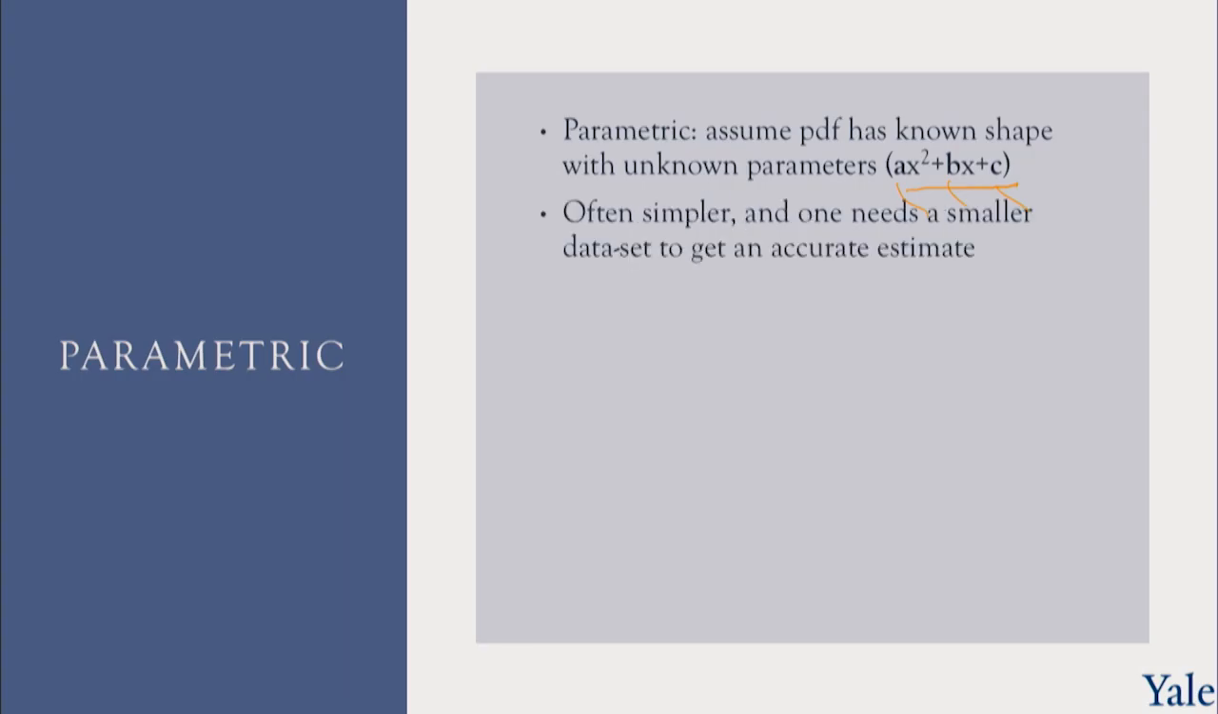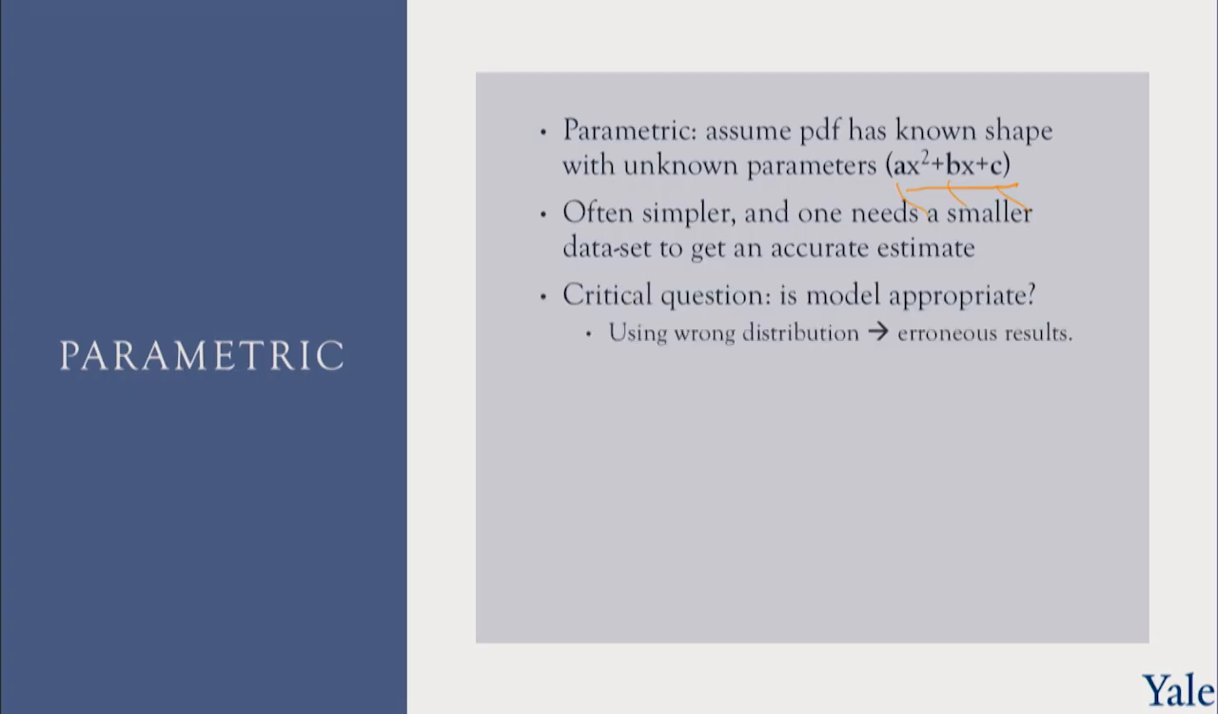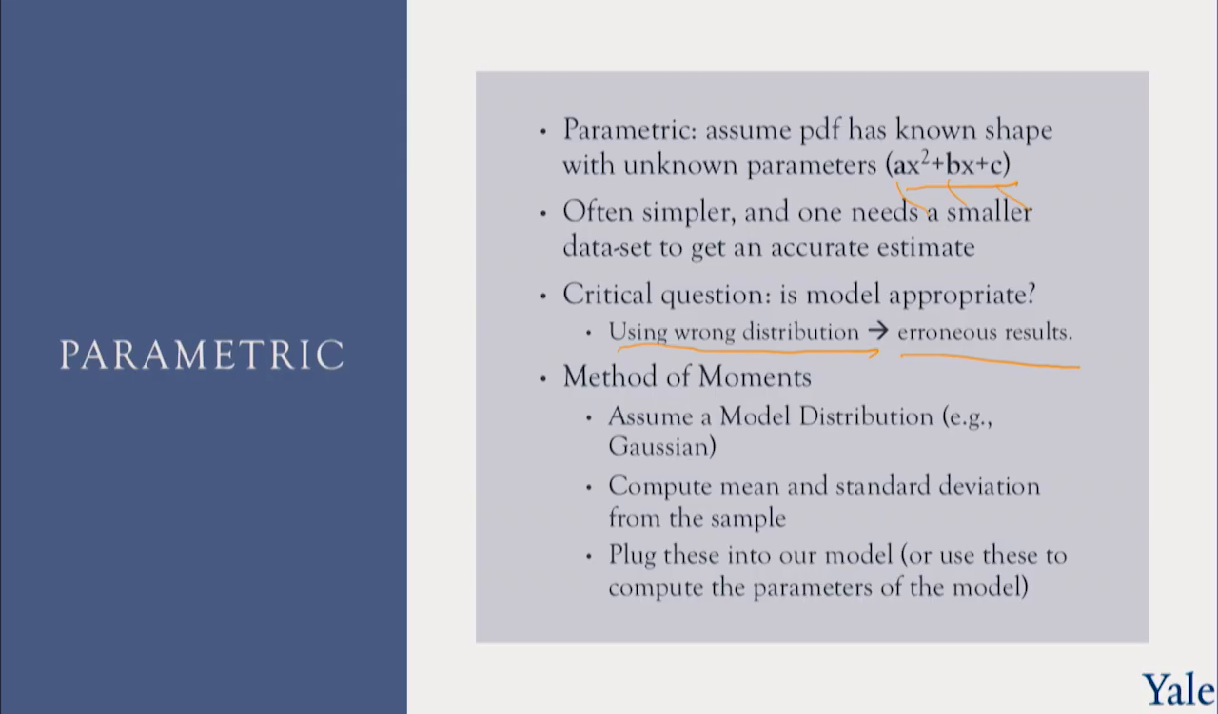This is often simpler, and one needs only a smaller data set to get an accurate estimate. The critical question when you're doing parametric estimation is: is the model appropriate? If we have used the wrong parametric function, the wrong distribution, we get erroneous results. And the classic method here in statistics, the one that everybody learns in their first statistics class, is what's called the method of moments. You assume a model distribution, for example, a Gaussian, you compute the mean and the standard deviation from the sample, and you plug these into the model, or you use this to compute the parameters of the model, and there is your estimation, okay?